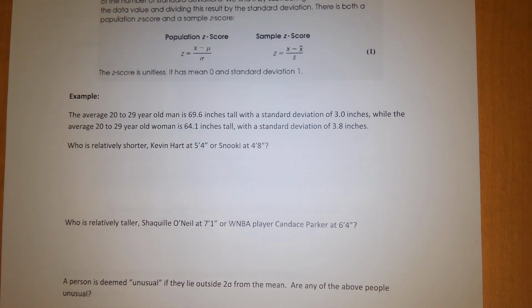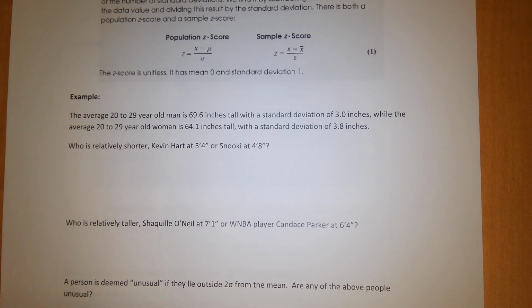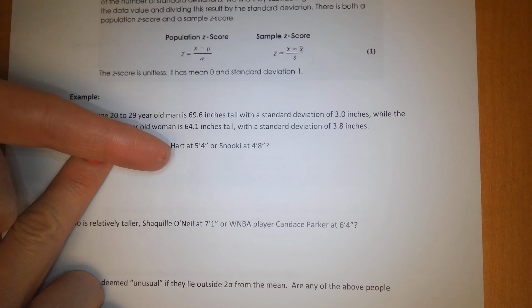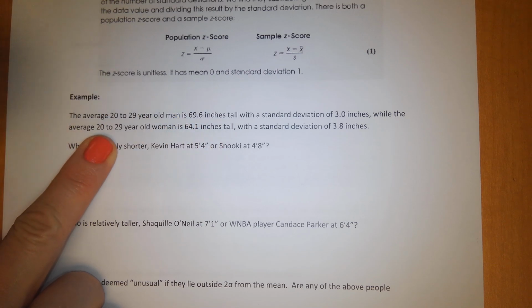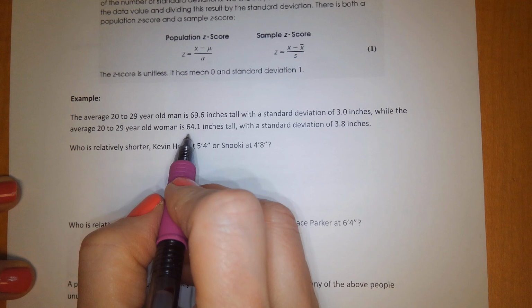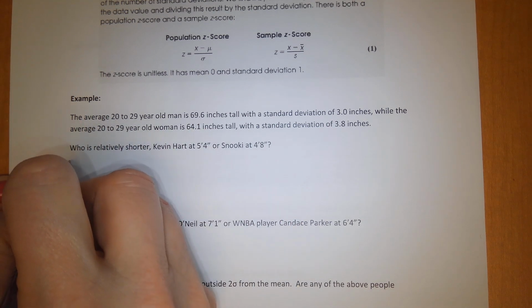Okay, so let's go on to the question which says, who is relatively shorter, Kevin Hart or Snooki? If I didn't use the word relatively and I simply said who is shorter, you would answer Snooki, because just looking at the two numbers, clearly she is shorter than Kevin Hart. However, when I say relatively shorter, that means relative to their own gender. So we have to take into consideration that the average is different.